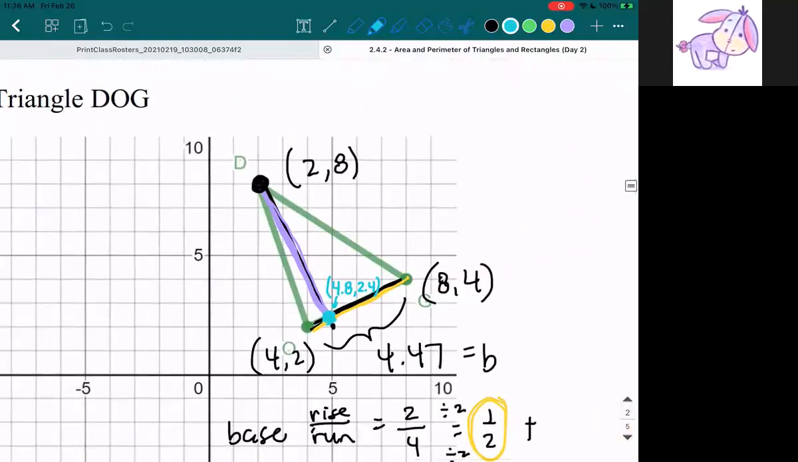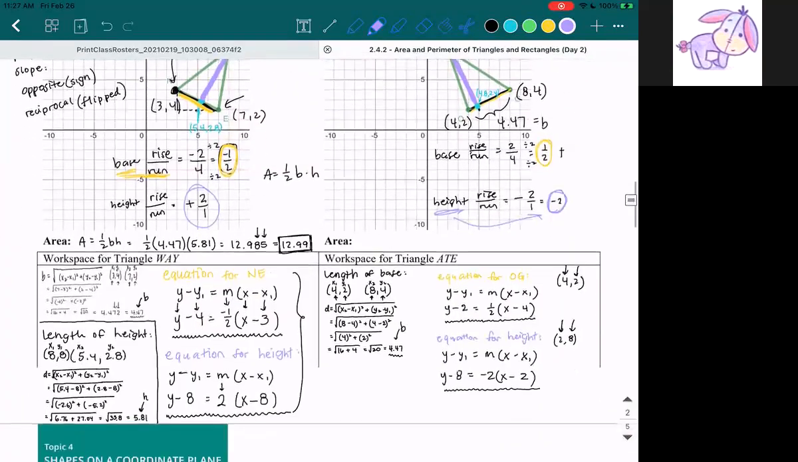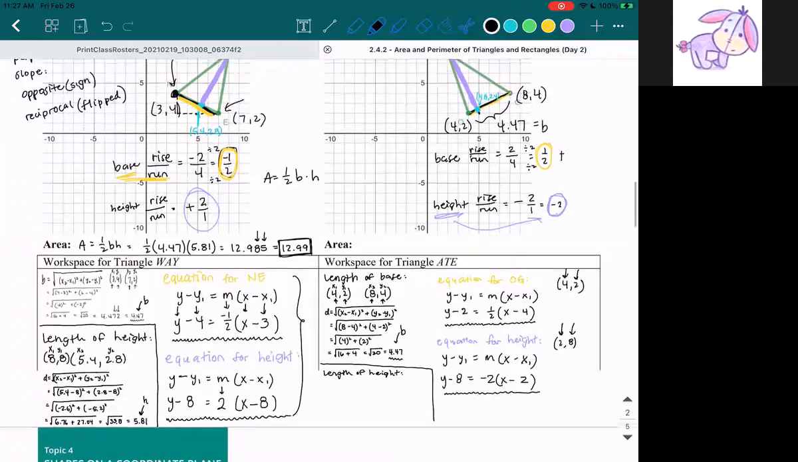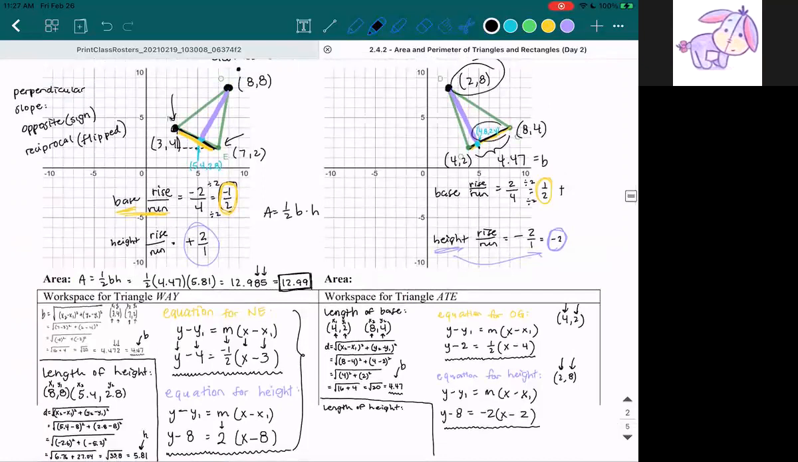Okay, so now that we know this blue point, we can use this blue point and the original point D to figure out the length of our height. So remember, this is the purple line. The height is what we wanted to find out the length of. So we're going to use the distance formula with those two points. And I'm going to do that over this little section. Okay, so remember, the two points that we are using as the endpoints of the height are (2, 8) and this one. I'm going to write those down.